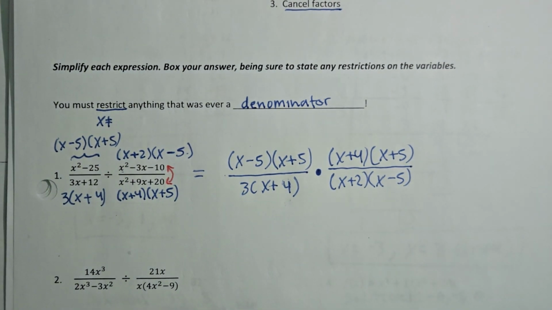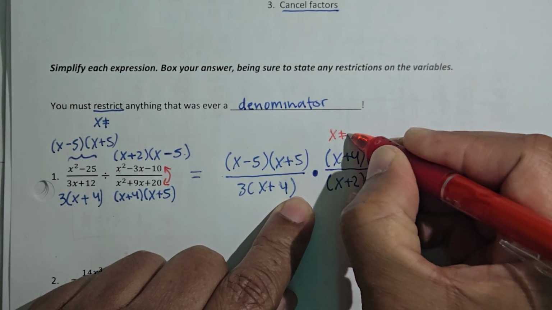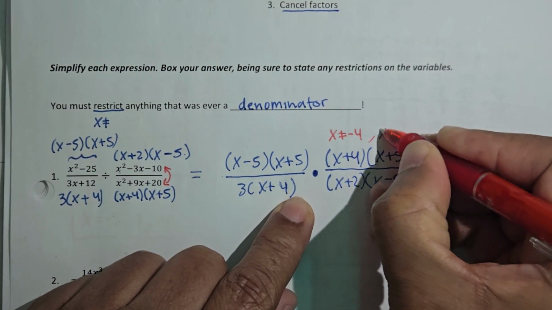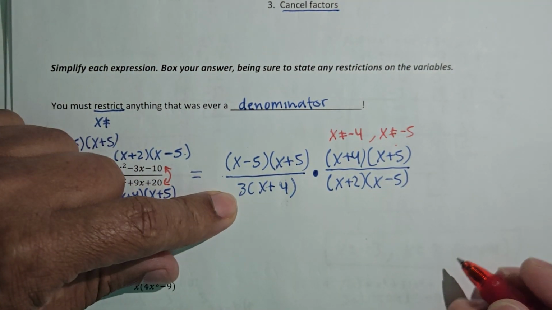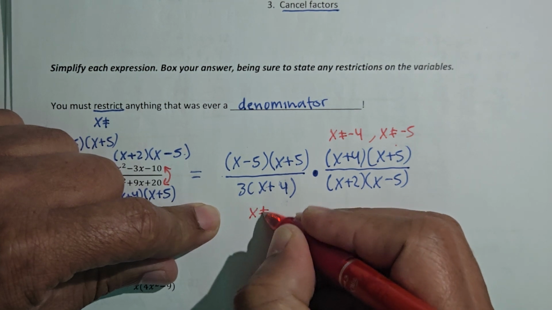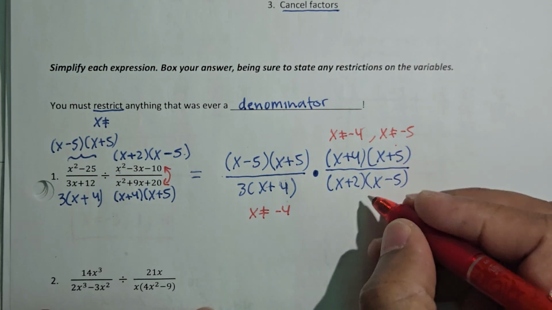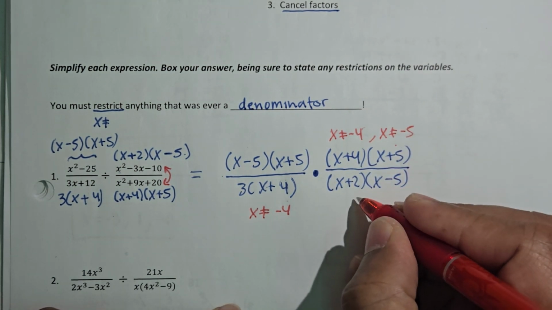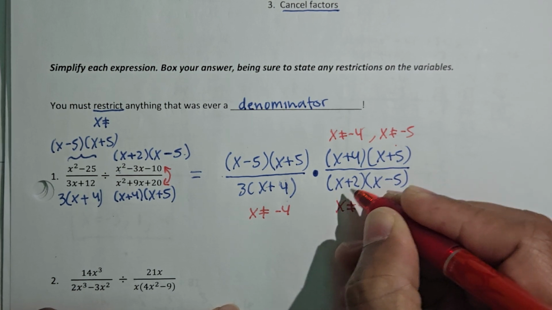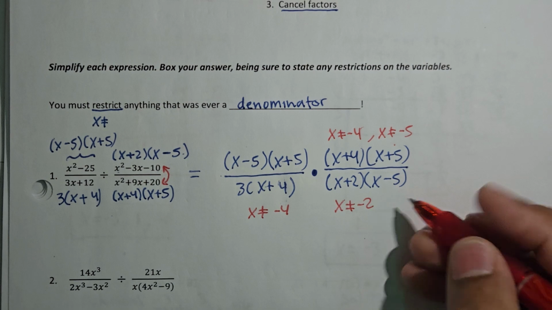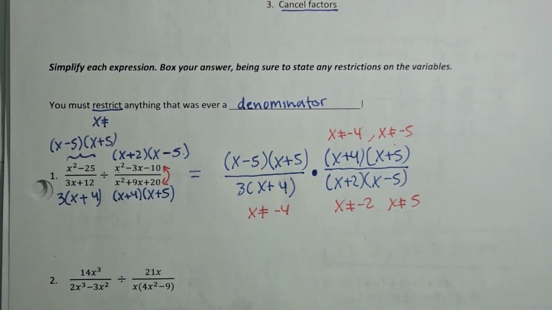Before I start canceling, this was in the denominator, so x cannot be equal to negative 4, and also x cannot be equal to negative 5 for this one. And for this one here, x cannot be equal to negative 4 again. But notice we have two of them, so you only have to state it once, but it's fine if you do it twice. For this one, x cannot be equal to negative 2. And for this one here, x cannot be equal to positive 5.